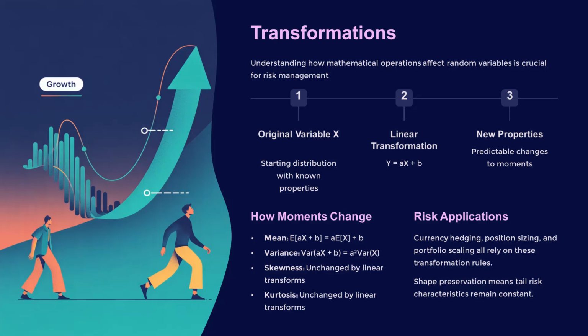Transformations of random variables. Risk managers constantly rescale and shift variables. For example, converting raw returns into percentages, normalizing data to compare across markets. Linear transformations behave predictably. Means shift with the constant term. Variance scales with the square of the rescaling factor. Skewness and kurtosis remain unchanged under positive scaling because they're dimensionless. This lets us safely transform variables without losing key risk properties.